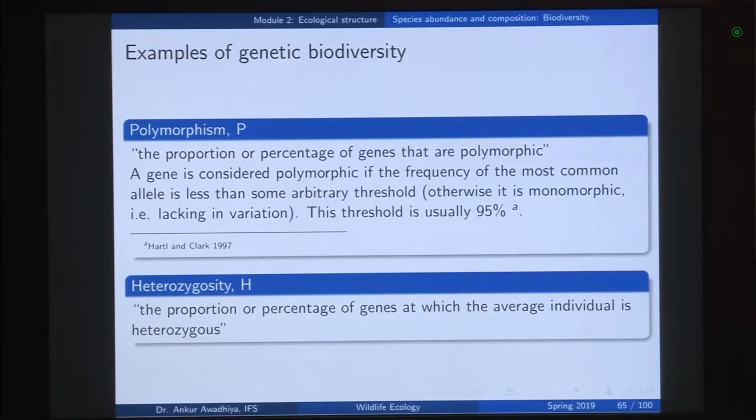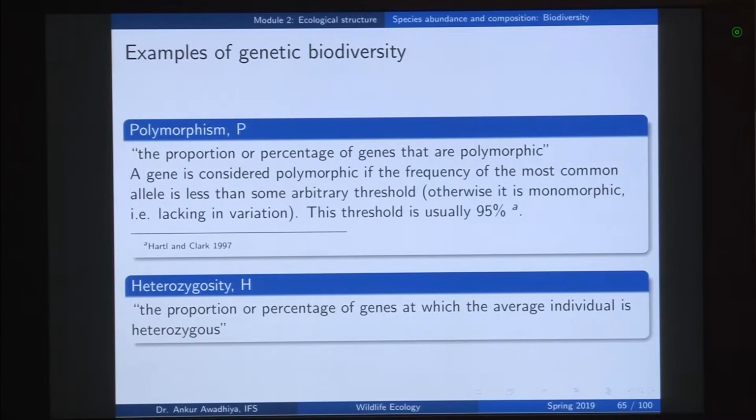So when we have this threshold of 95%, we ask if the frequency of the most common allele is greater than this or less than this. For instance, if you have a population in which you have 1 lakh copies of say C1 and only 2 copies of C2, in that particular case we would say that even though we have 2 different alleles for this gene, it is still monomorphic, because more or less we can say that all the individuals are similar when it comes to the coat color.